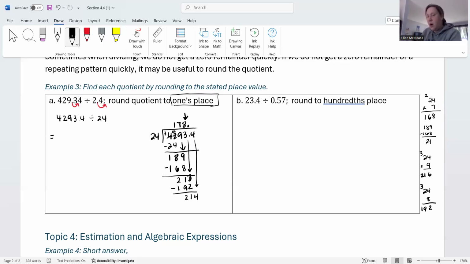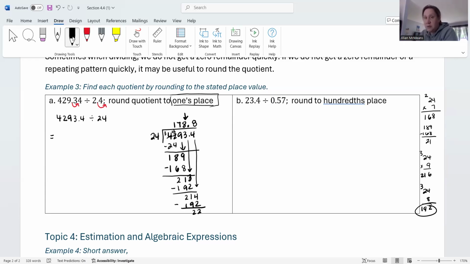We need to divide out one more cycle so that we can get a digit that tells us to round up or down. So this is actually going to be our last division, okay? Now, let's see here. How many times do we think 24 would go into 214? And it's going to be 8 again, okay? So 8 times 24 is 192. We're left with 222, okay?